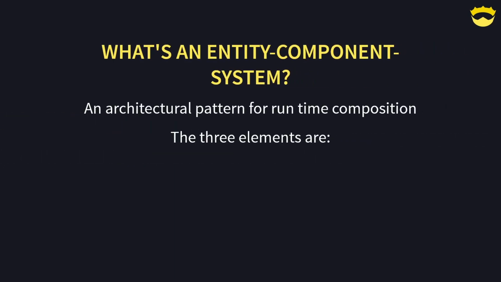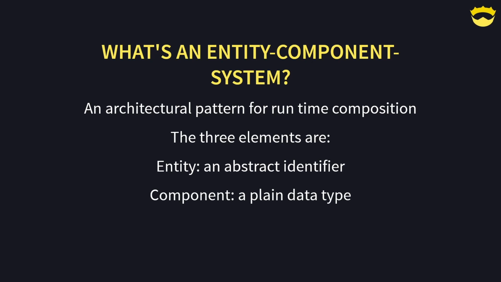So what's an entity component system? Well, it's basically just an architectural pattern for runtime composition, and it consists of three elements. We've got entities, which are abstract identifiers, essentially the same as an abstract object in object-oriented design. We've got components that are just plain data types that you can attach to entities. And we've got systems, which is any logic that uses components for parameters.